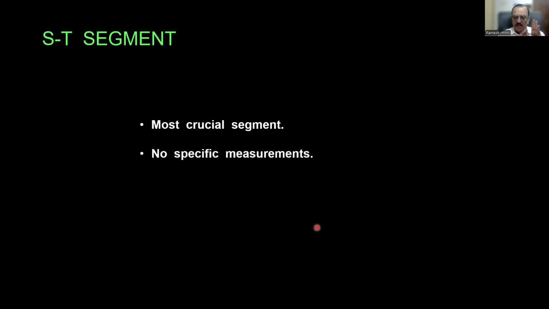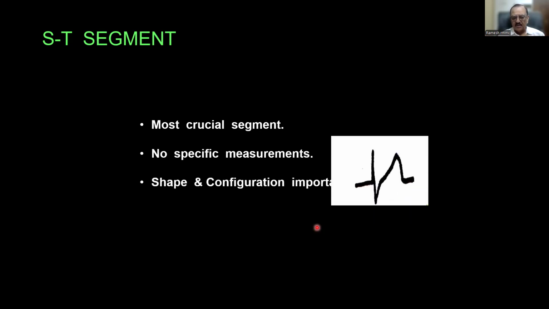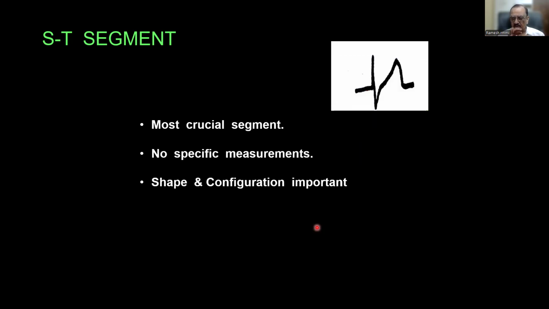And for the PR segment, we had an interval duration. It has to be within the time. Whereas in the ST segment, the duration is also not a big matter. We don't calculate it. Then what else is important? If it's not height, not width, then what is the significance of the ST segment? It is the shape and the configuration of the ST segment. That is the most important.